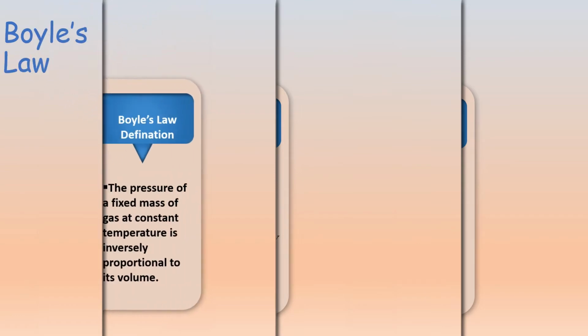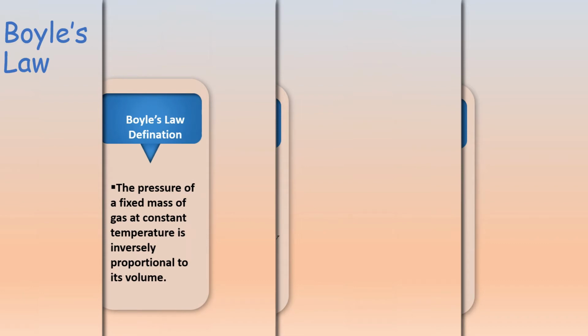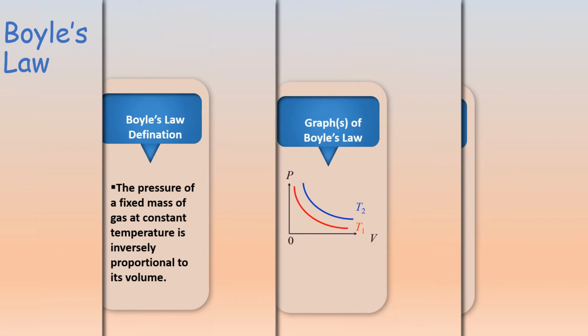So according to Boyle's law, it states that the pressure of a fixed mass of gas at constant temperature is inversely proportional to its volume. So based on the definition, we can sketch a P versus V graph. If you observe over here, we have two different temperatures where T2 will be greater than T1.